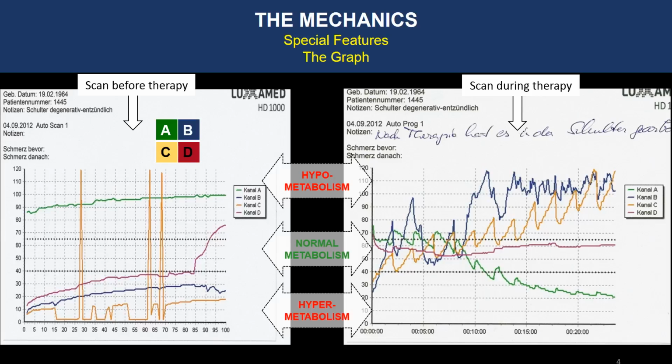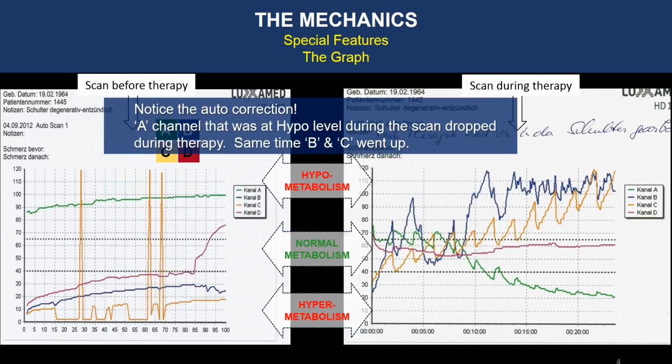A channel, which was in hypo level, has come down, and B and C, which were in hyper level, have gone up. So it sort of auto-regulated. So this is one of the good features of BCR therapy system. I'm not sure if any other system has got this facility at all.